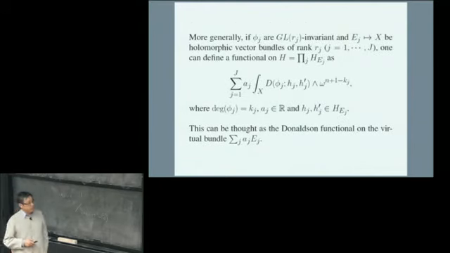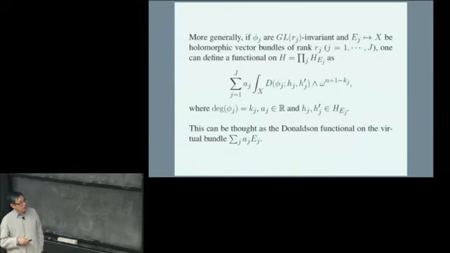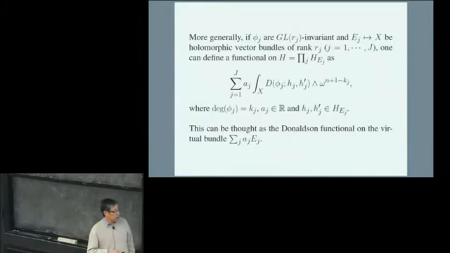More generally, this is just a very simple extension of what I said on the previous page. If you have a set of invariant functions, and a set of vector bundles, possibly with different ranks, you can take a linear combination of these functionals and get a new functional. We can still call this the Donaldson functional, and it can be thought of as a functional on a virtual bundle.